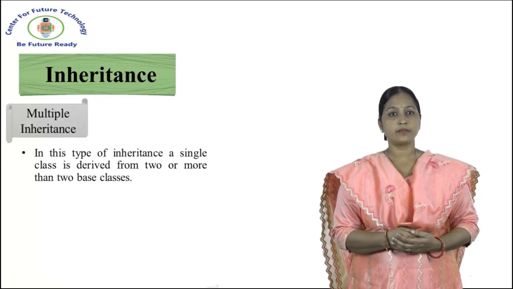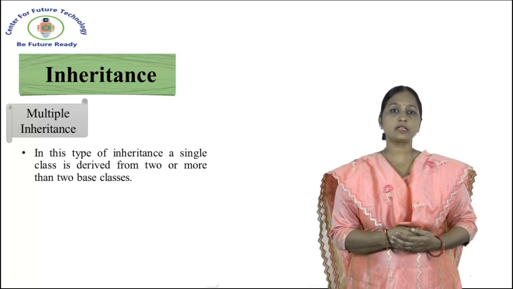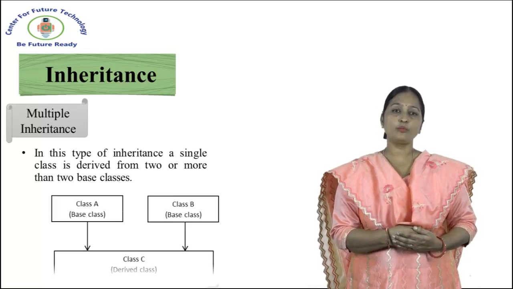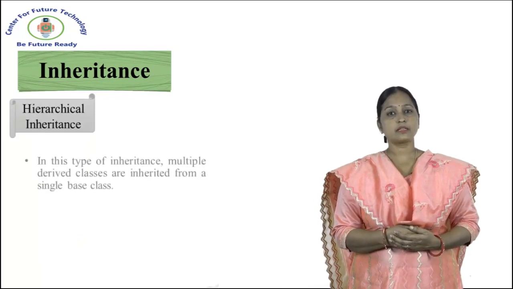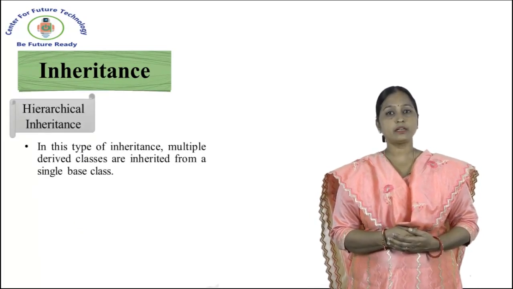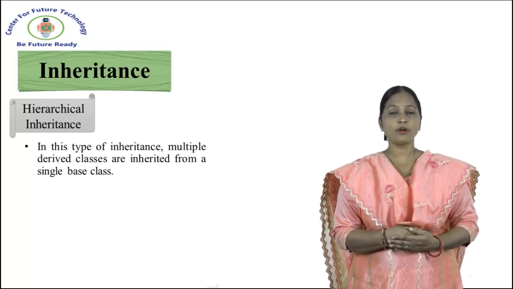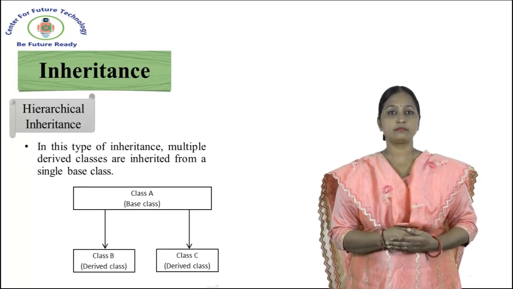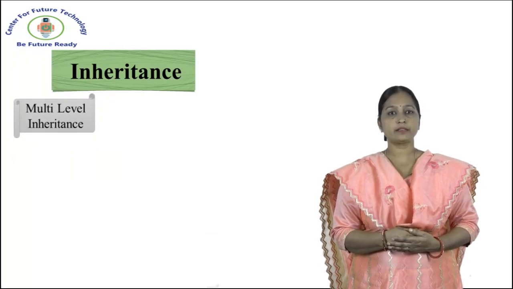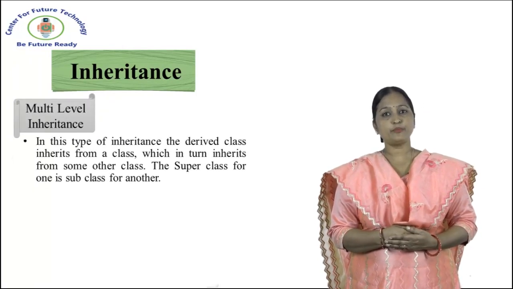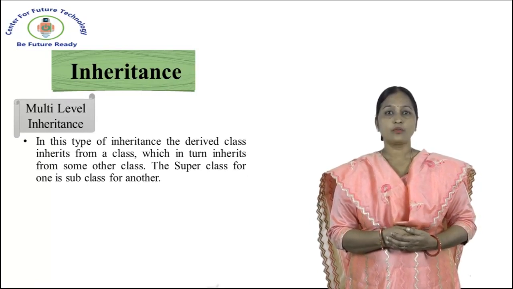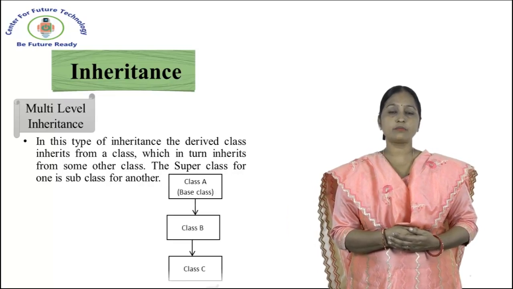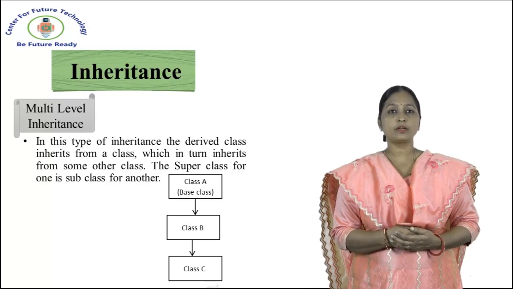Multiple inheritance. In this type of inheritance, a single class is derived from two or more than two base classes. Hierarchical inheritance. In this type of inheritance, multiple derived classes are inherited from a single base class. Multi-level inheritance. In this type of inheritance, the derived class inherits from a class which in turn inherits from some other class. The superclass for one is subclass for another.